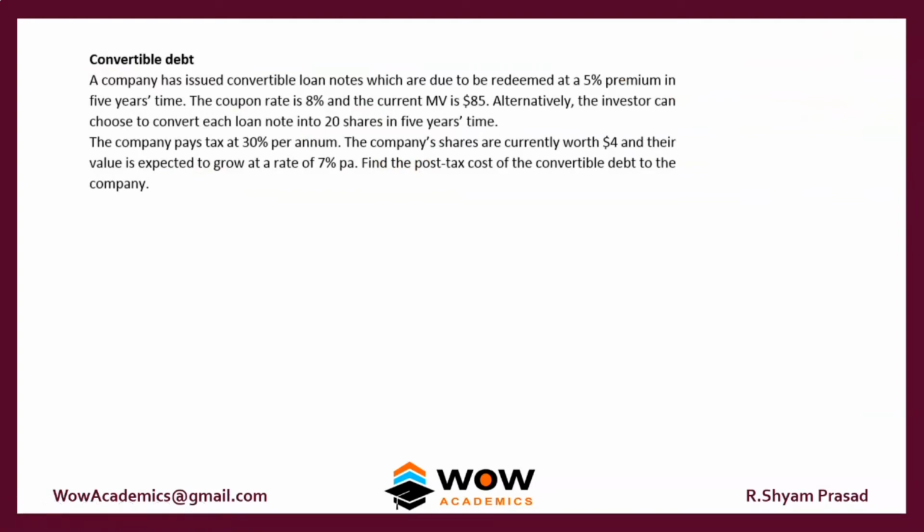A company has issued convertible loan notes which are due to be redeemed at a 5% premium in 5 years time. The coupon rate is 8% and current market value is 85%. That means the nominal value should be 100. And alternatively, the investor can choose to convert each loan note at 20 shares in 5 years time. The company's tax rate is 30%. The company's shares are currently worth $4 and their value is expected to grow at 7%.